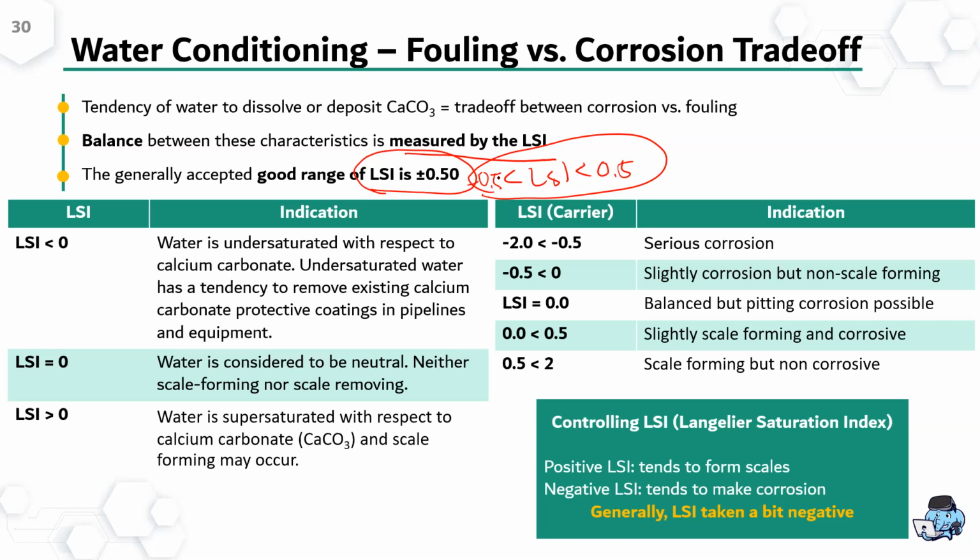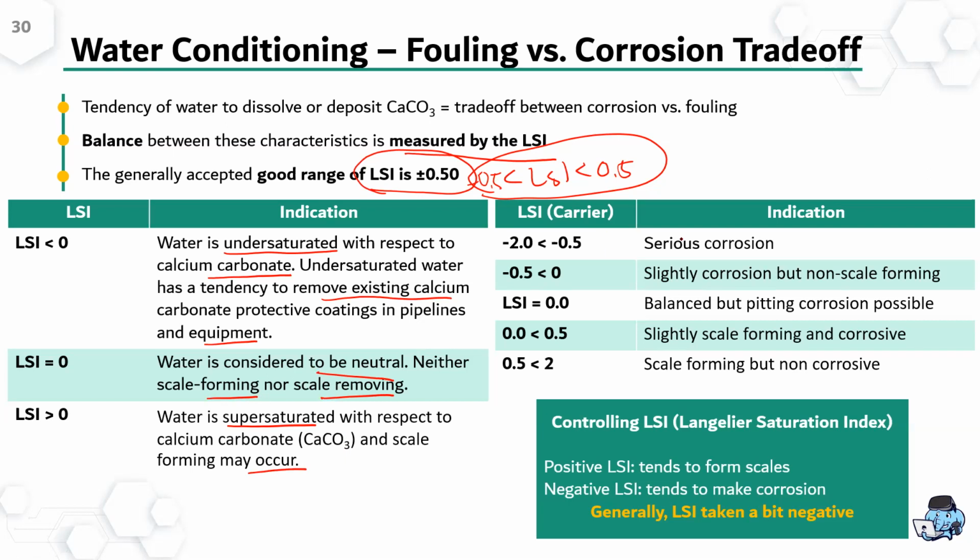So in here there are indications, yeah. So you can read through it. LSI lower than zero indicates that the water is undersaturated with respect to calcium carbonate, yeah. And undersaturated water has a tendency to remove existing calcium carbonate protective coatings in the pipelines and equipment. While for LSI close to zero, the water is considered to be neutral, yeah. Neither scale forming nor scale removing. For LSI higher than zero, water is supersaturated with respect to calcium carbonate, and scale forming may occur.